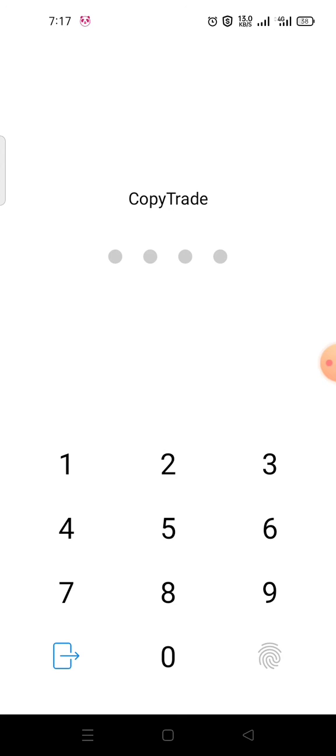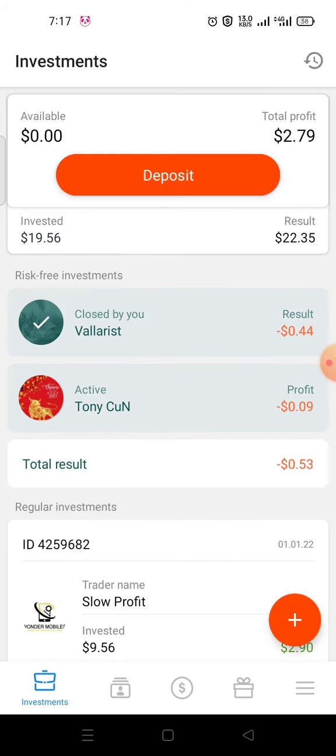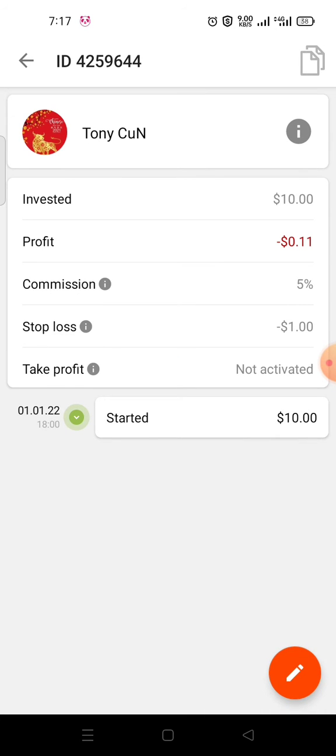One is a risk-free investment, where you can invest $100, and if you lose this $100, they will pay you back and you won't lose any money. It's risk-free management. So I invested $10 in Tony CUN, and it's currently running at 0.11 loss. It's $10, and this is the risk-free investment that I was talking about. If I lose this money, I will get it back.